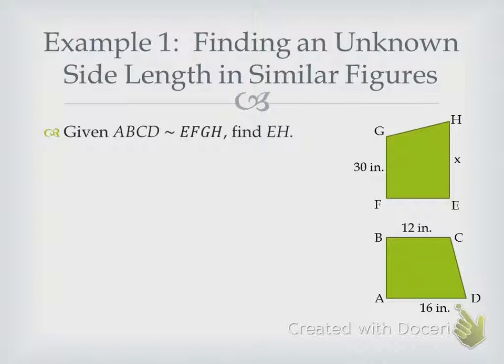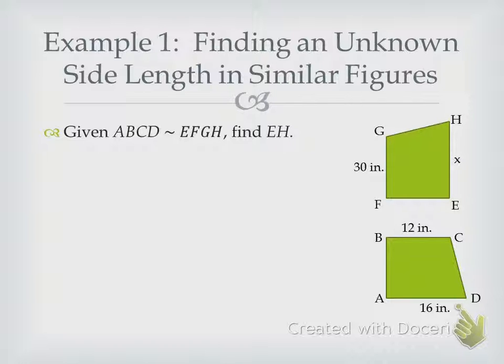All right, so starting off with example 1, we're going to use these two figures to find side EH. Now, you do have to figure out how this matches up. I've got my slanted side here on top. So where is my slanted side in the bottom figure? CD. So you know that figure is kind of laying on its side. Does that make sense? So what is the corresponding side to GH? DC or CD.